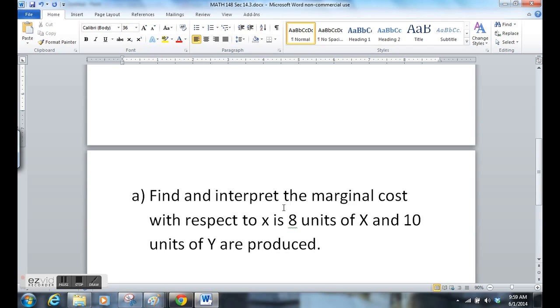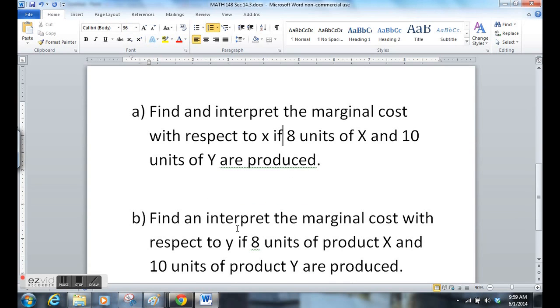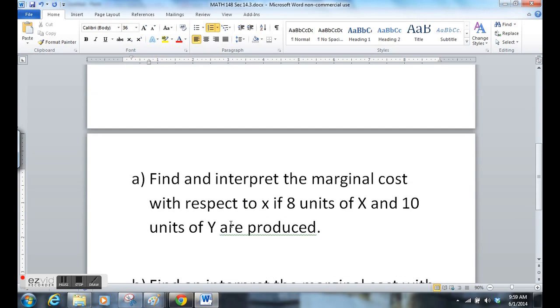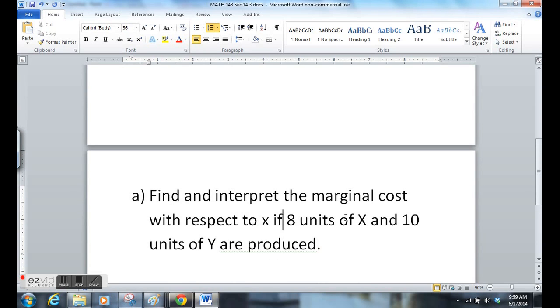A. Find and interpret the marginal cost with respect to x if 8 units of x and 10 units of y are produced. And then part B, find and interpret the marginal cost, and so on. Okay, let's start with part A. Find and interpret the marginal cost with respect to x.